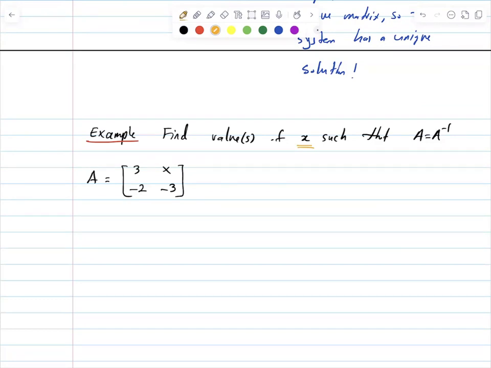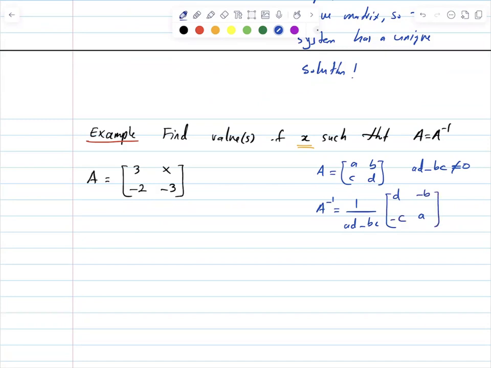We're looking for X values such that matrix A is equal to its inverse. Remember that for a 2 by 2 matrix, you have a nice trick. If matrix A is 2 by 2, with entries a, b, c, d, with the condition that, as we're going to talk about later with the determinant, ad minus bc is non-zero, then the inverse of the matrix is 1 over ad minus bc. You switch the entries on the main diagonal and then multiply the rest of the entries by a negative sign. So we want to set these two matrices equal to each other. This is what we're trying to do.